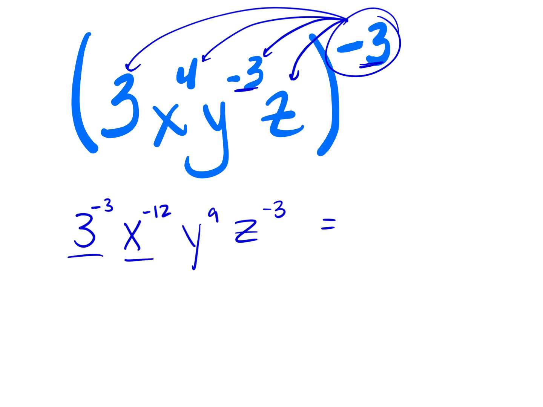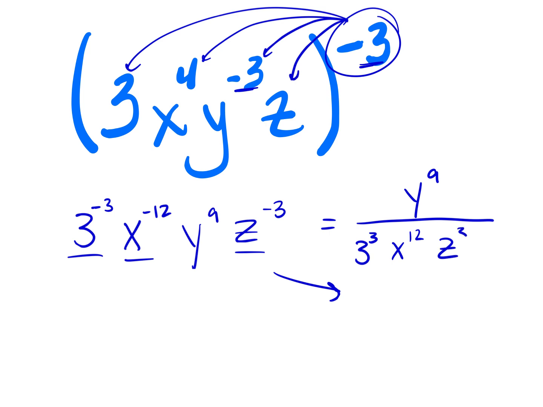So everything that has a negative exponent is going to go down to the denominator. If it has a positive exponent, it stays up top. So y to the 9th power stays up top. Everything else gets moved to the bottom. So it's 3 to the 3rd power, x to the positive 12th power. Now that we move it, we flip the sign of the exponent, and z to the 3rd power.